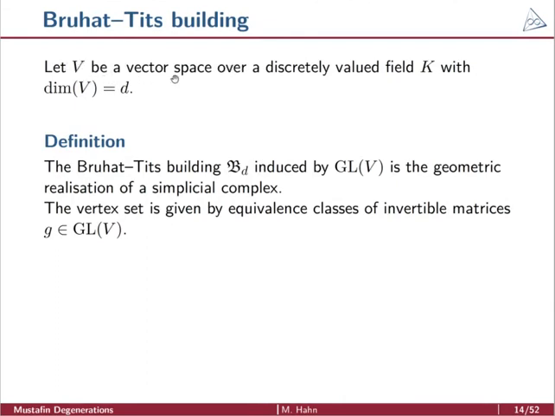So we have a vector space V over a discretely valued field K of dimension d, and the Bruhat-Tits building B_d, induced by the general linear group of this vector space, is the geometric realization of a simplicial complex. So this GL(V) induces a simplicial complex. That simplicial complex is going to be of dimension d minus 1. And while the simplicial complex is a little difficult to explain, the vertex set is easily given, because it's simply a set of equivalence classes of invertible matrices, and it's exactly the equivalence classes of GL(V) mod the SL(V) group.